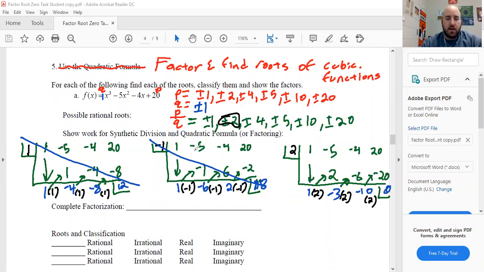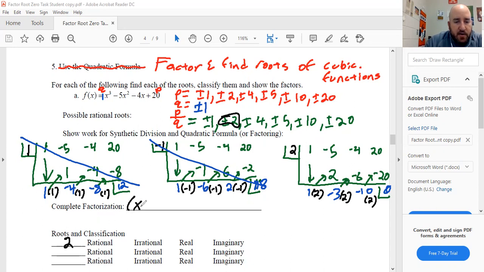So there we go. Now that we've done synthetic division successfully, 2 is my root. Again, this 2, like we said, is a root. If I plug in 2 here, 2 cubed is 8, -5x squared, so 2 squared is 4, and 4 times -5 is -20. So I've got 8, -20, -4 times 2 is -8, so 8, -20, -8, +20. It all cancels out to give me 0. So the 2 is my root.